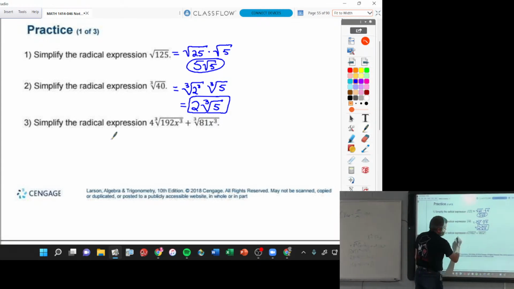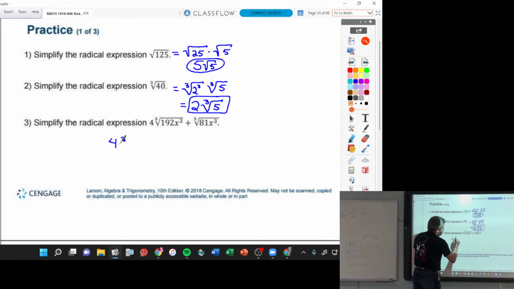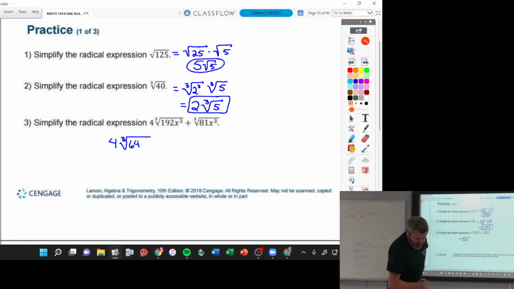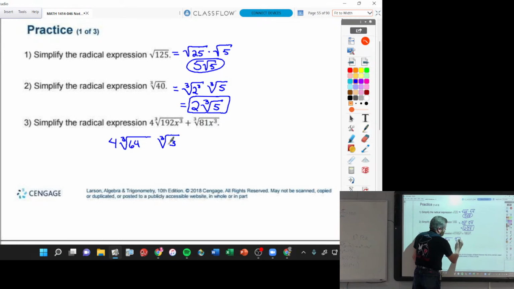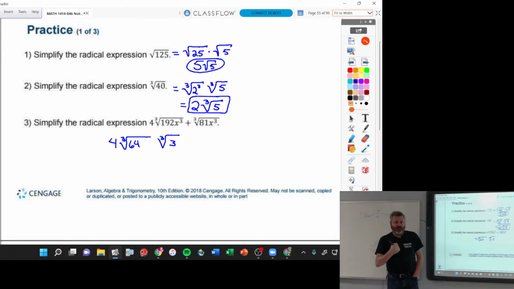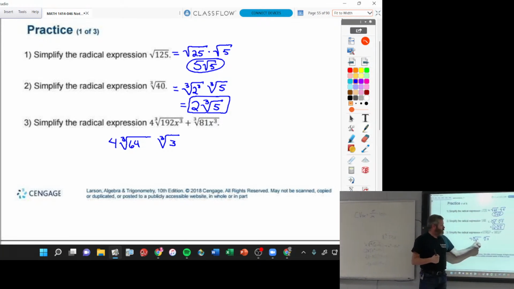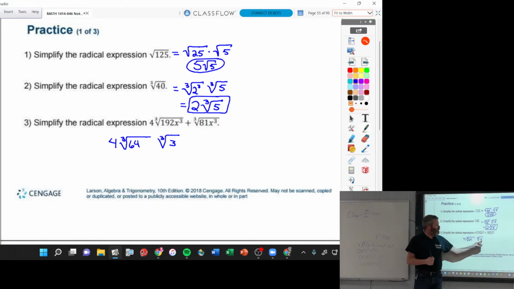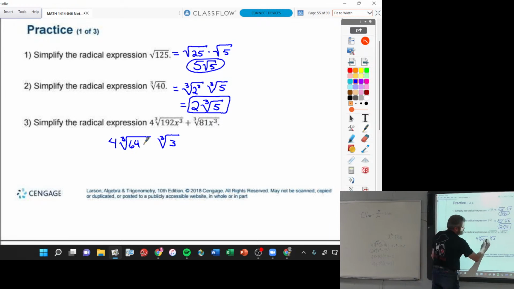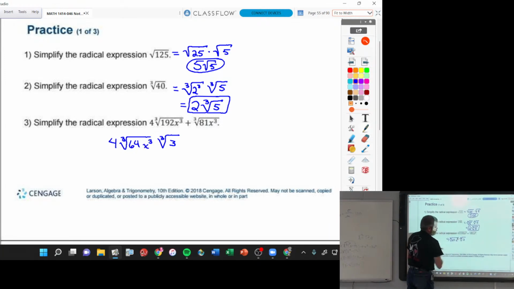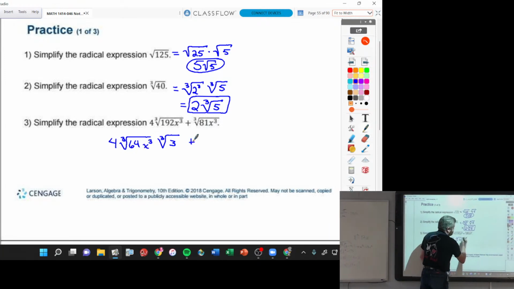So I'm going to rewrite this as 4, cube root of 64 is a perfect cube. 64 times 3, so I'm going to put a cube root of 3 over here. So I've taken that 192 and broken it into the perfect cube piece and the stuff that's going to be left behind. x cubed is a perfect cube, so I'm going to put it in the perfect cube side.